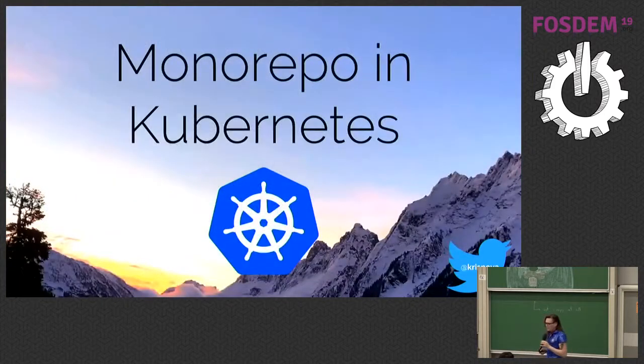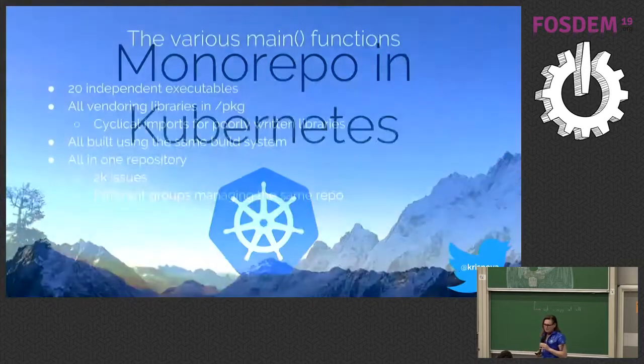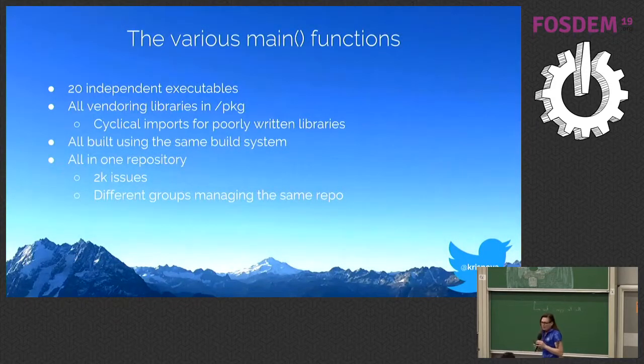Let's talk about the Kubernetes monorepo, which always makes me really happy because Kubernetes is supposed to help you not do this, but Kubernetes is totally a monolithic repository. Okay, so there's about 20 different main functions in github.com/Kubernetes/Kubernetes. These are all independent executables, and all they do is have a main function that usually calls about three or four other functions that don't really do anything, and then one of those functions starts to call things out of the PKG directory.